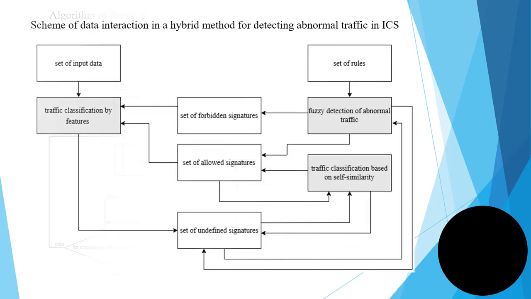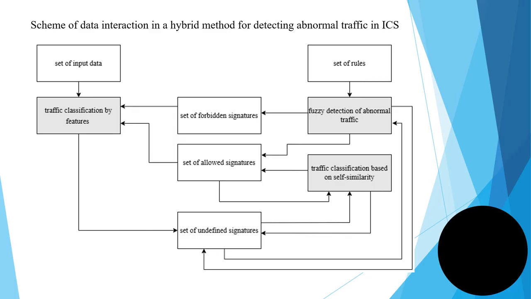The slide shows a diagram of data interaction in the hybrid method for detecting abnormal traffic. The set of initial data, D, is the source of input information for the traffic classification block by features. Also, the input data for this method is the set of forbidden signatures, DB, and the set of allowed signatures, DG. The result of the method is a set of undefined signatures, DU. The input to the traffic classification block based on self-similarity is a set of allowed signatures, DG, and a set of undefined signatures, DU. As a result of the block operation, the signatures are written to the set of allowed signatures, DG, and are removed from the set of undefined signatures, DU, or the sets remain unchanged.